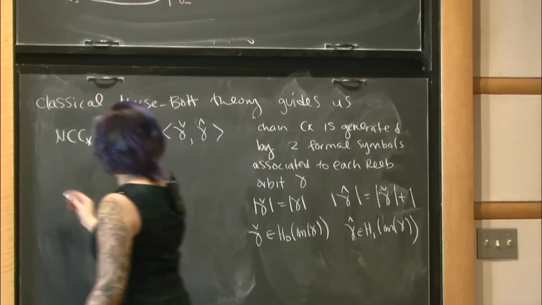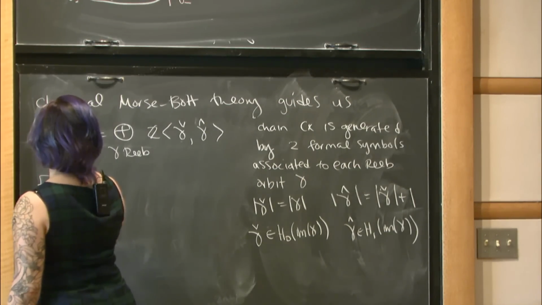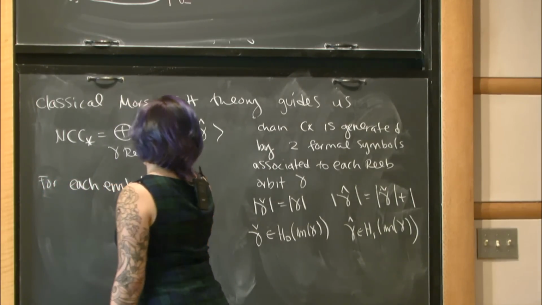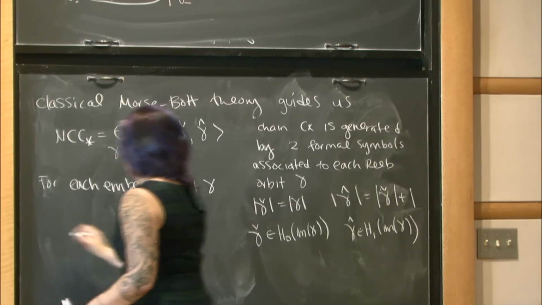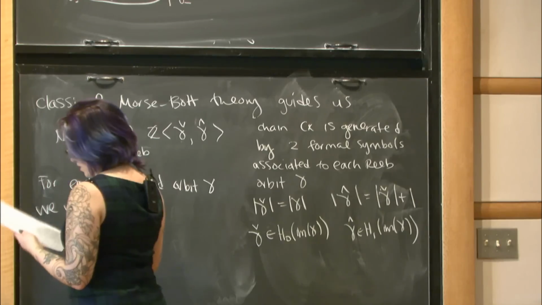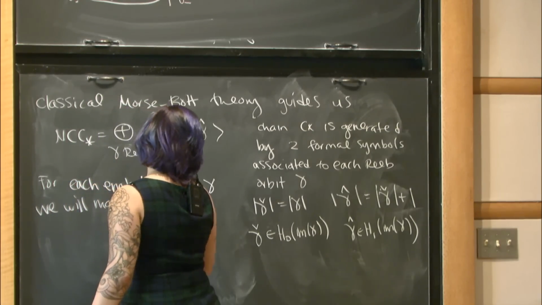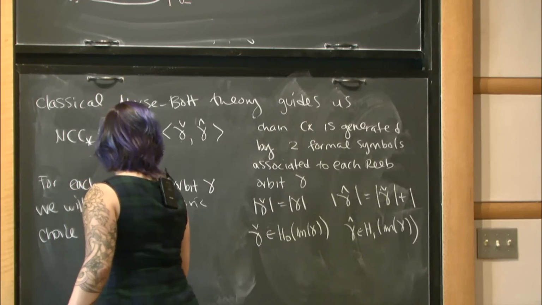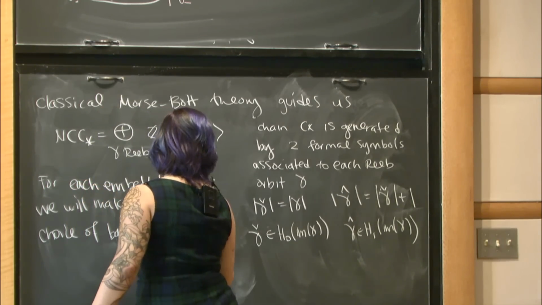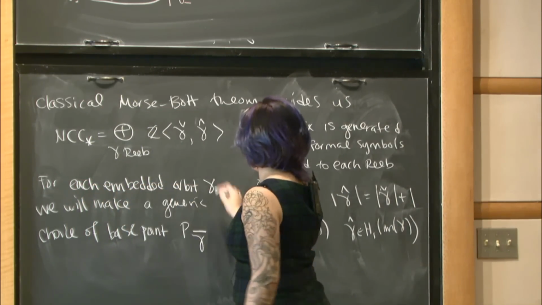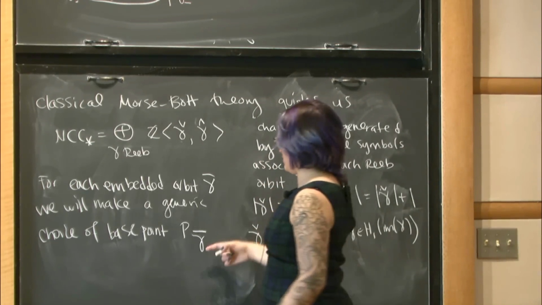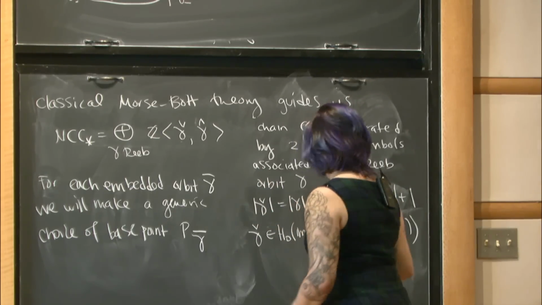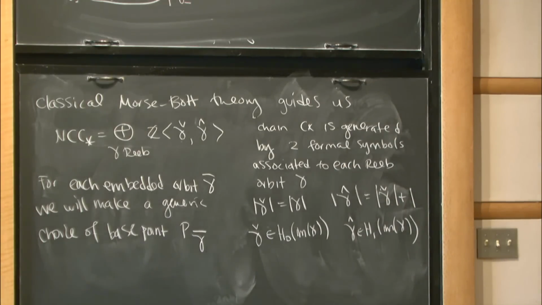Okay, great. So the other thing I'm going to have to do is, for each embedded Reeb orbit, we will make a generic choice of base point p gamma, and we'll put an overline bar to indicate that we're looking at the image of gamma inside of the manifold M.